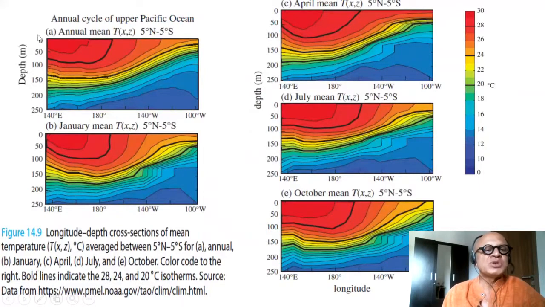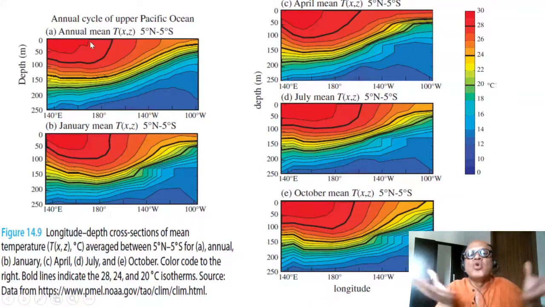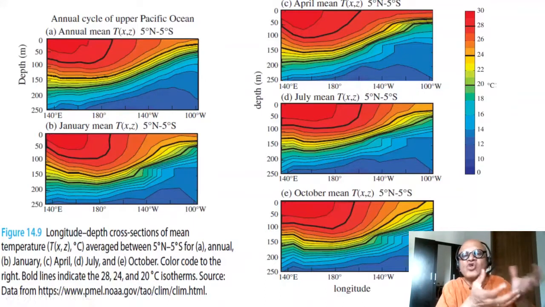So this is the annual cycle, and if you look at the annual cycle of the upper Pacific Ocean in terms of temperature profiles with depth going from west to east, now you clearly see the thermocline slope. So here is a strong thick line of 28 degrees, 24 degrees and 20 degrees. This is the strong thermocline, the word thermocline itself meaning temperature gradient. So that's the strong gradient you are seeing. And this is the warm pool. You can almost see the volume of warm water that's sitting there.